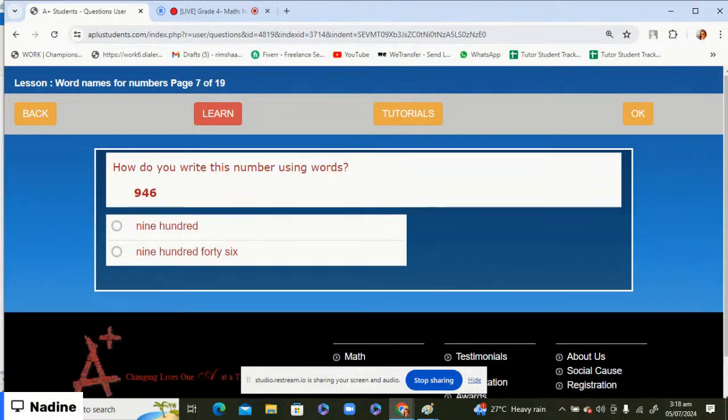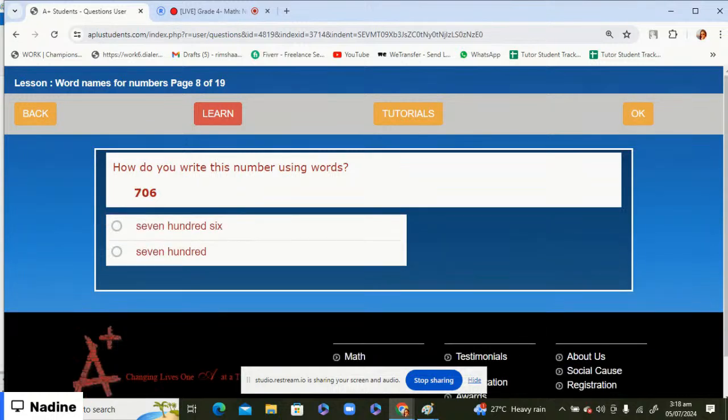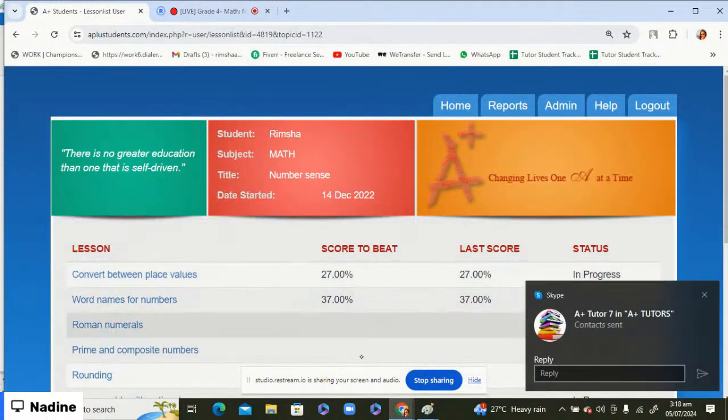How do you write this number using words? 946. So check it out. What are the spellings for 946? Do it. So it's 946. Yeah, it's option B. Good. Hope you guys solve the rest of all the questions by yourself. Okay. Now let's do the next lesson. That is Roman numerals.